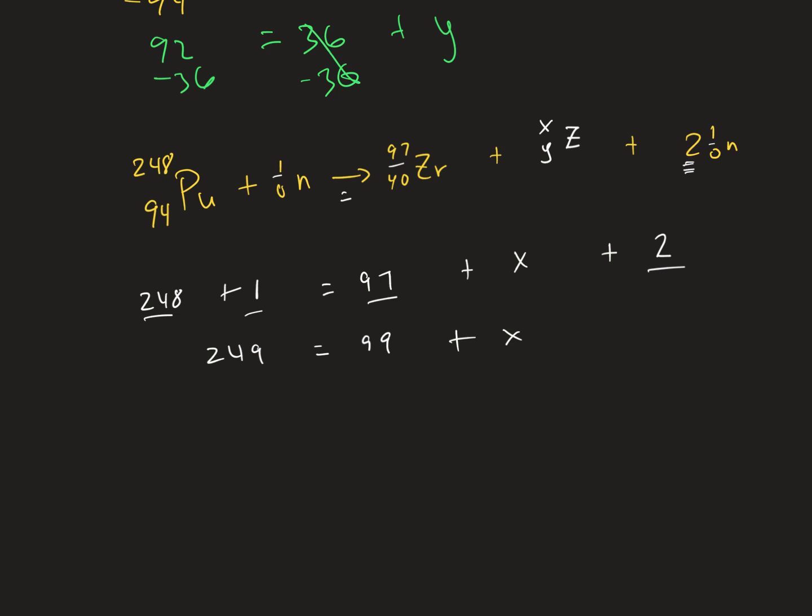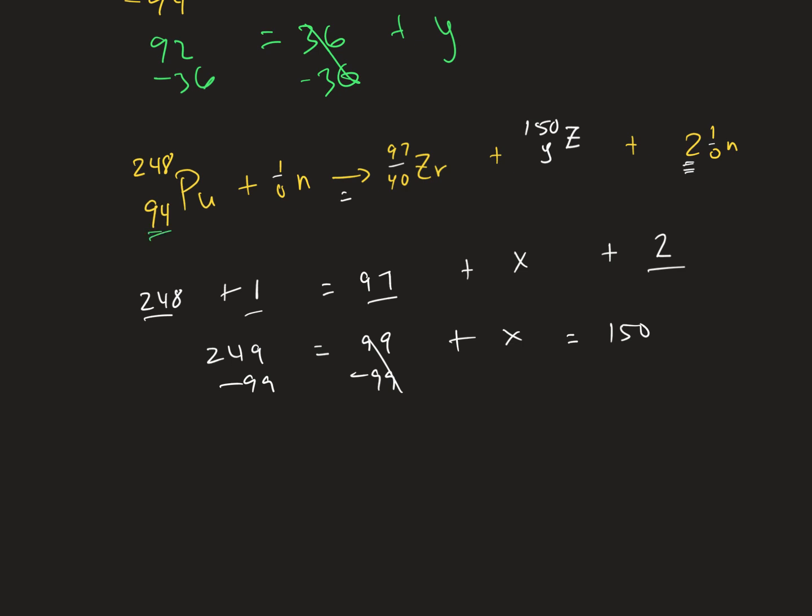So now we've got to solve for X. So what do we do? Minus 99, minus 99 on both sides. And we get X is equal to 249 minus 99. What's that? What is it? 150. So in our isotope, we can change this X to be 150. Good?